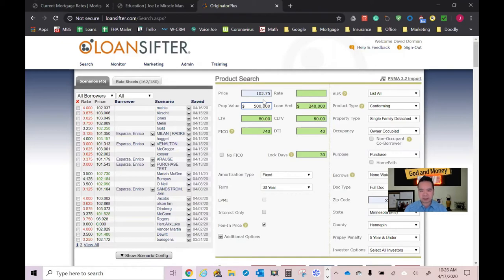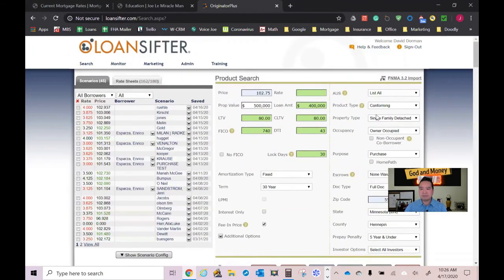$500,000 purchase and 80% LTV, meaning you have 20% down payment. Now, I know most people probably won't have this, but to compare apples to apples with what we saw at the US Bank website, and then a 740 credit score. Now, DTI, I didn't say much about DTI, but let's just assume 43% back end DTI, 30-day lock.